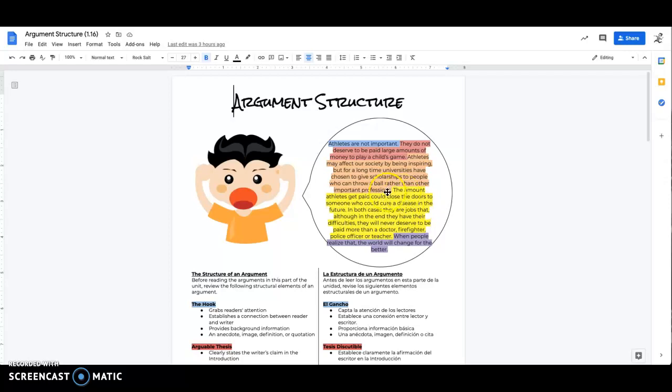So argument structure is important for this unit because it's what we're going to be looking at in all the texts that we read. And it is also what you're going to need to follow when you write Embedded Assessment 2, which is your argument essay. So this may be the first time that you have come across argument structure. I'm going to give you some definitions of the different elements, and then some examples of how they are used.